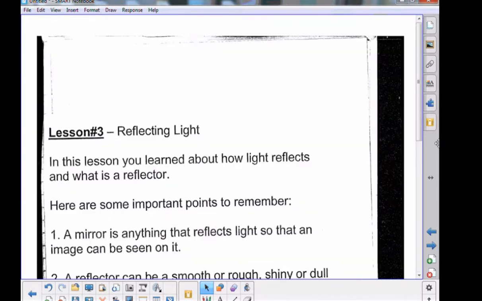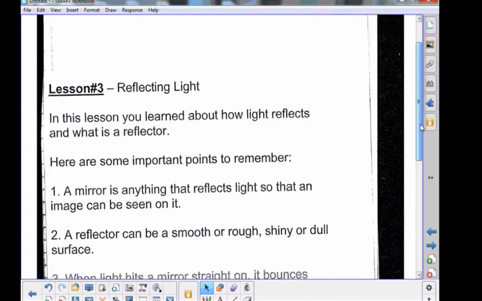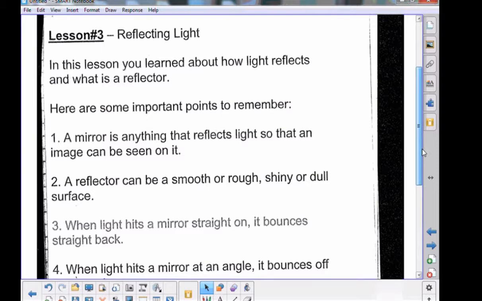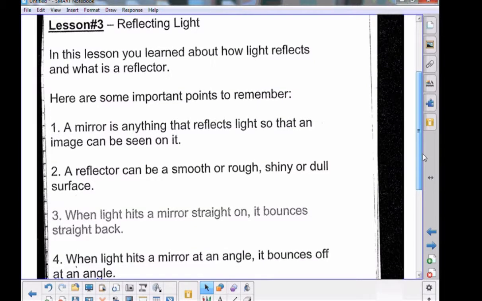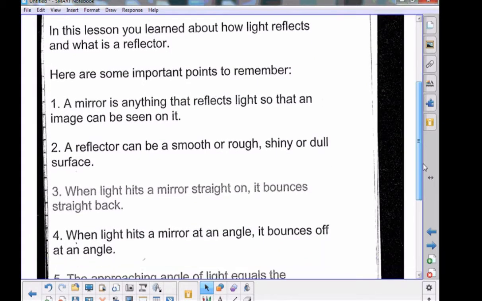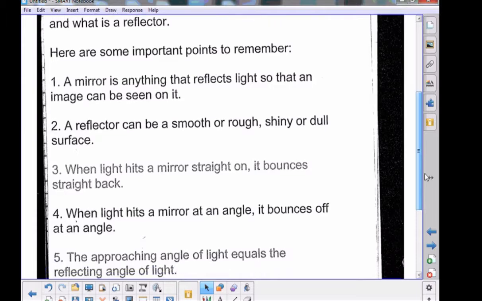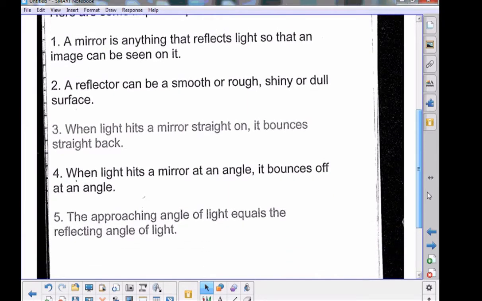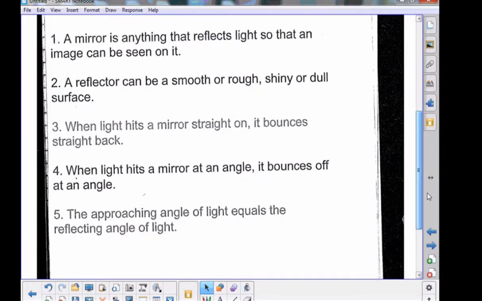Here are some things that you need. You should have the sheet in your book, which was handed out to you. And these are important lessons that we've learned about how light reflects. Number one, a mirror is anything that reflects light so that an image can be seen on it. Therefore, a moon can be a mirror. A reflector can be a smooth or rough, shiny or dull surface. Okay, it doesn't have to be just what we have thought of as mirrors or windows.